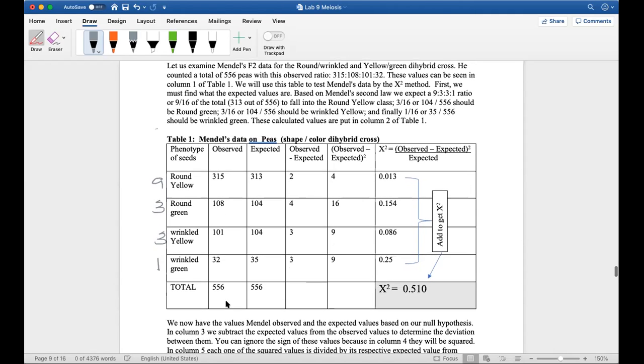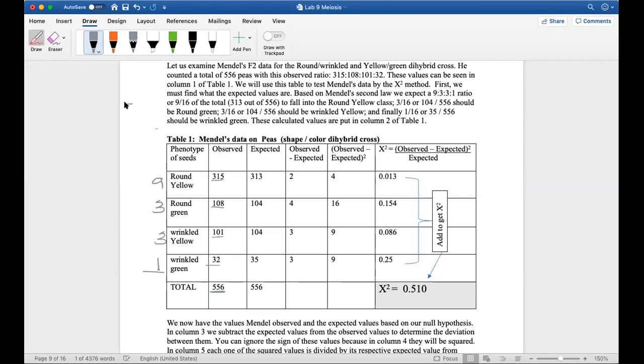So let's say we went outside and we counted up all the pea plants we could find, and we found this many were round and yellow, this many were round and green, wrinkled and yellow, wrinkled and green, and we counted a total of 556. Well, that's not what we expected. We expected 313. Well, how did I get that number? Well, 556 is how many we counted, and there were 16 total possibilities here.